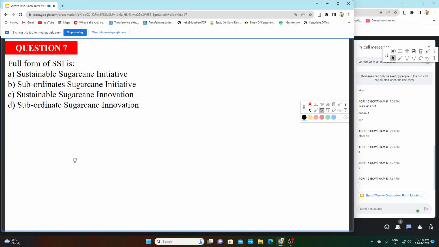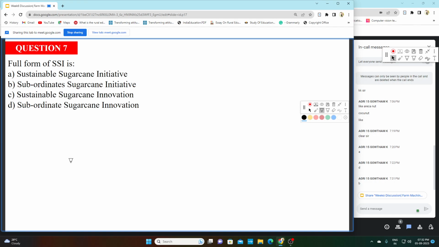This is a very easy question. Full form of SSI is: option A is Sustainable Sugarcane Initiative, option B is Subordinate Sugarcane Initiative, option C is Sustainable Sugarcane Innovation, and option D is Subordinate Sugarcane Innovation.